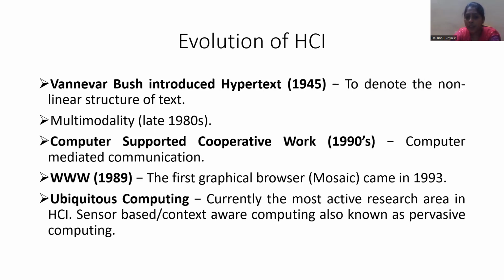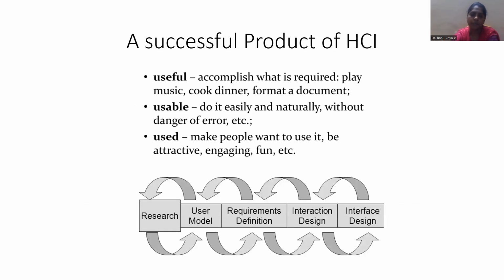When hypertext was invented in 1945 to denote the linear text or the structure of text, it became very easy for the command line interface. And an important point is that when the WWW started in 1989 using graphical mouse browsers, HCI automatically reached its peak. Now we could see a lot of sensor-based, context-aware computing and pervasive computing, all of which are blooming via ubiquitous computing. This peak is making HCI very important.